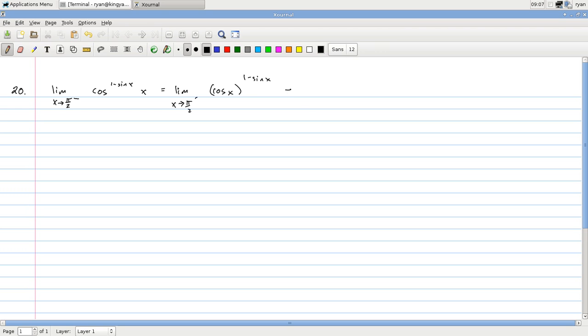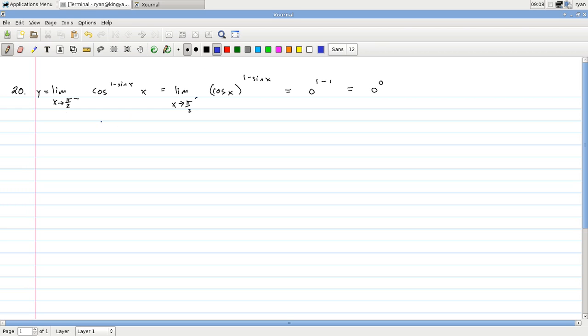Now, if we were to try this by direct substitution, the cosine of pi over 2 is 0, raised to the power of 1 minus sine of pi over 2, which is 1. So we get 0 to the 0, which is an indeterminate form. So in particular, we need to solve this problem by using logs. Let's go back to the original and replace this with y equals the limit as x goes to pi over 2 of cosine x to the 1 minus sine x.